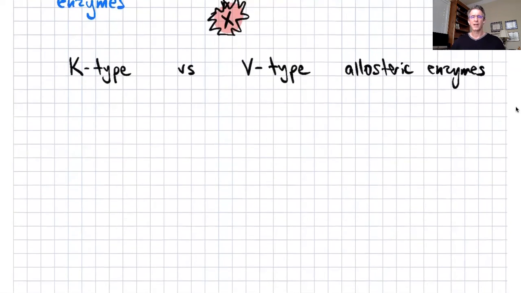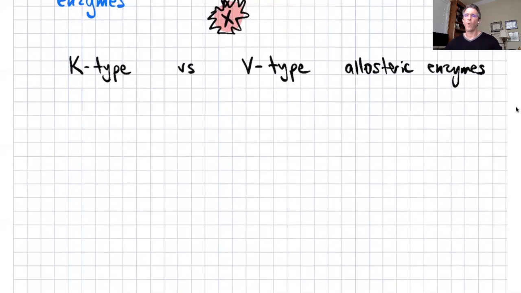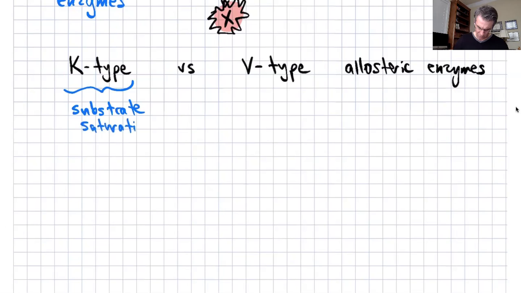And the distinction comes down to the way in which the enzyme responds to an allosteric effector, whether the effect is all coming essentially through substrate binding, which you could imagine is going to be K-type, or more accurately, saturation, because you can't always assume, as we've seen, thermodynamic equilibrium, or through turnover.